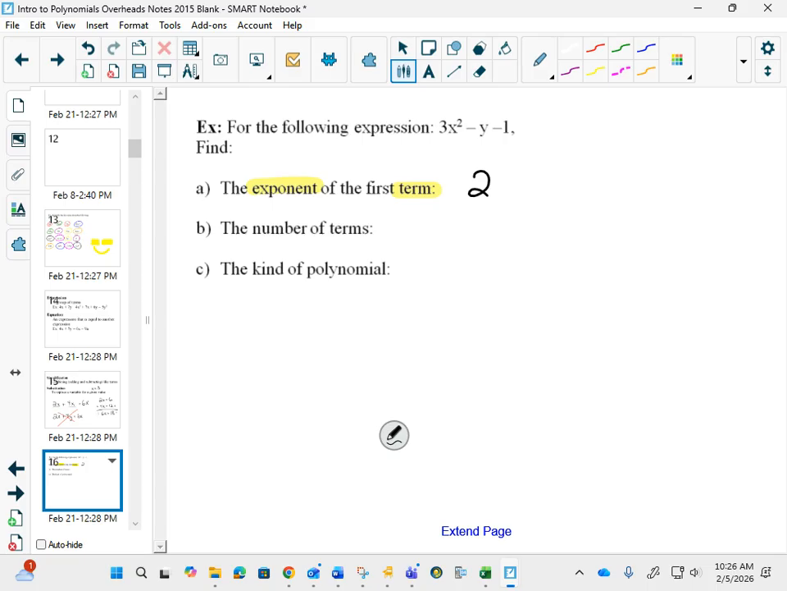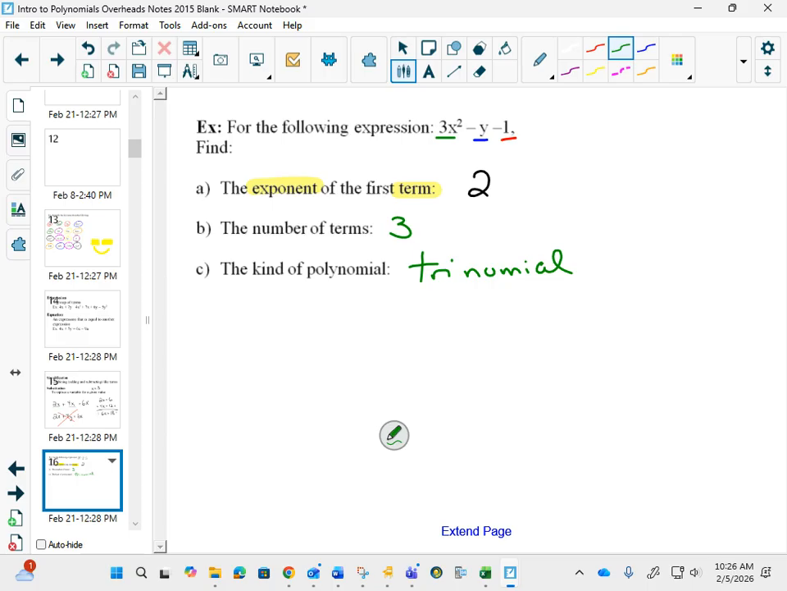Okay? How do we know this? Well, this has 1, 2, 3 terms. Adding and subtracting separates things into terms. Oh, I answered the second question. I didn't want to give you away the answer. How many terms are there? 3. What do we call a polynomial with 3 terms? Trinomial. And remember that tri means 3.